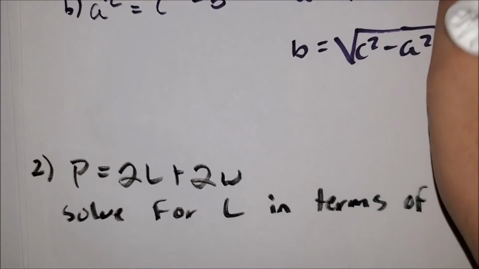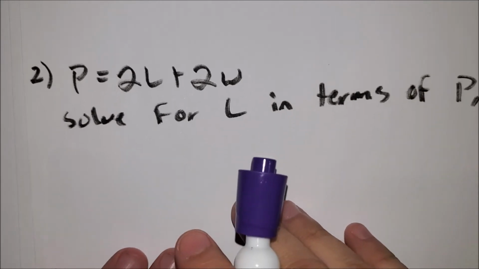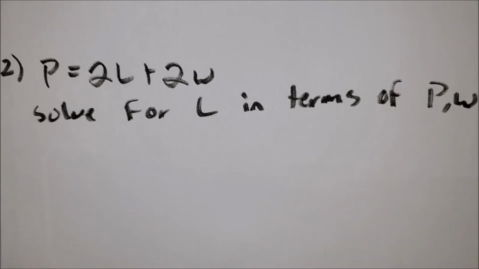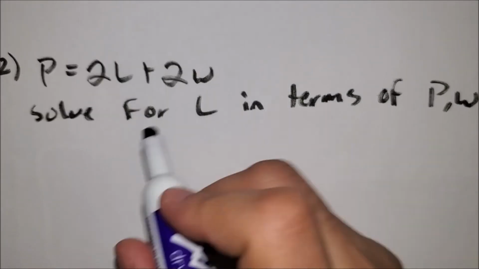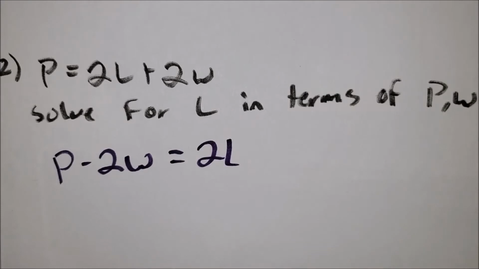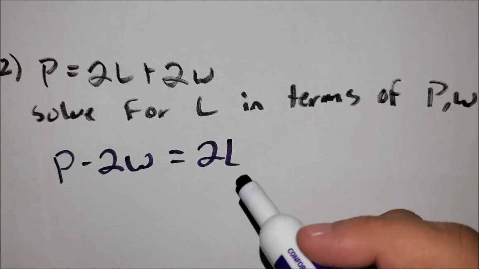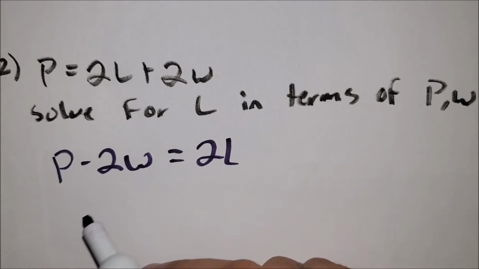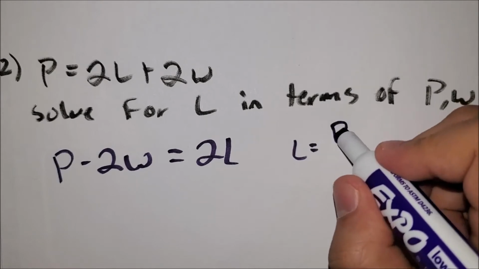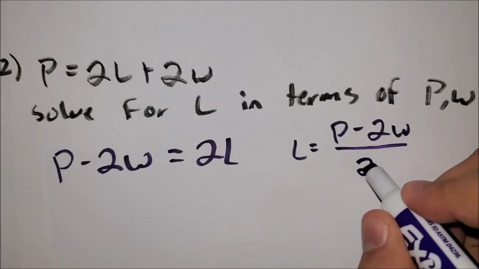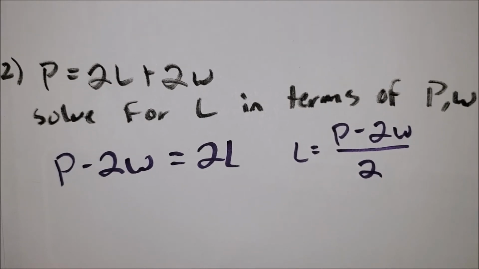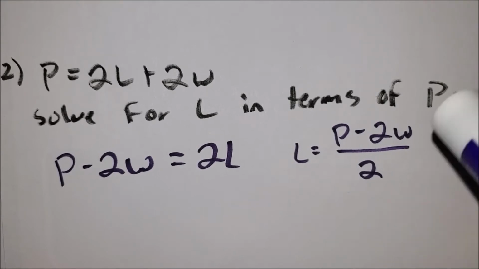So let's look at this one. Here we've got our perimeter, P equals 2L plus 2W, and we're going to solve for L in terms of P and W. For this, we simply subtract 2W from both sides, and we get P minus 2W equals 2L. Then to get L by itself, we divide both sides by 2, and we get L equals (P minus 2W) over 2. So this tells us the length if we know the perimeter and the width.